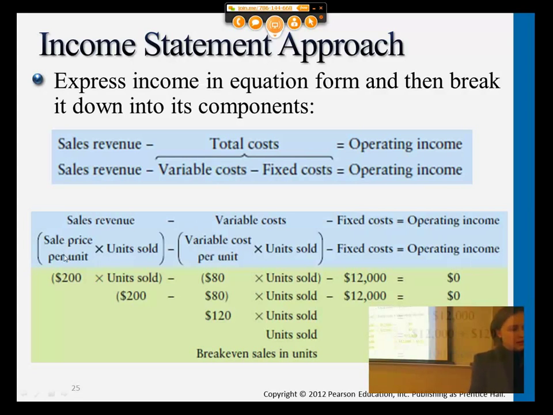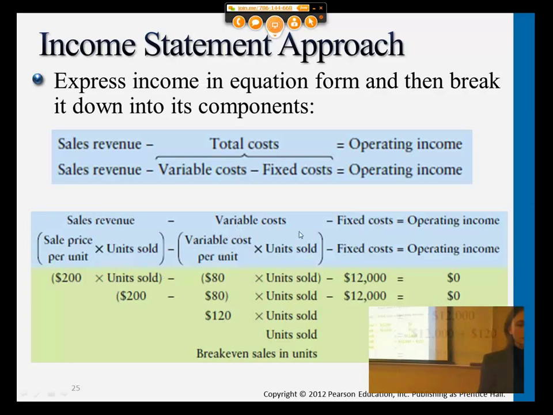Now let's look. I know my sales price per unit. It's the continuation of the same problem, right? We're still talking about the events from the first part. Do you remember we figured out that the sales price for that event was $200. We need to know how many units we need to sell to break even, right? So we're just going to leave it as units sold. We'll label it like that.